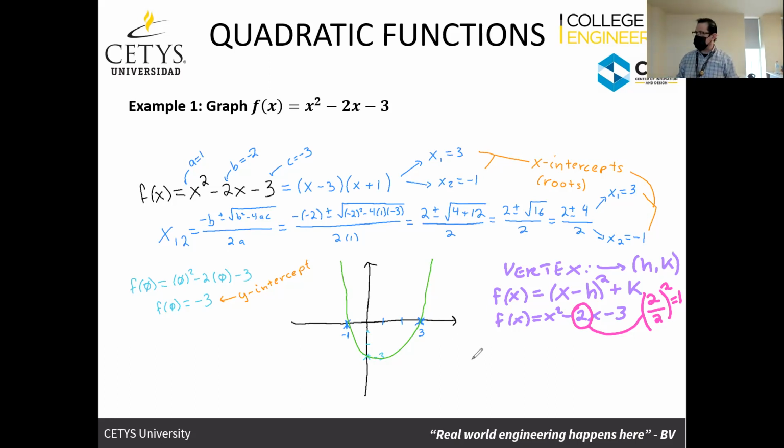So the next step is going to be f of x equals x squared minus 2x minus 3, and I'm going to add and subtract the 1. So the value given, we will take it and subtract from the B and C.